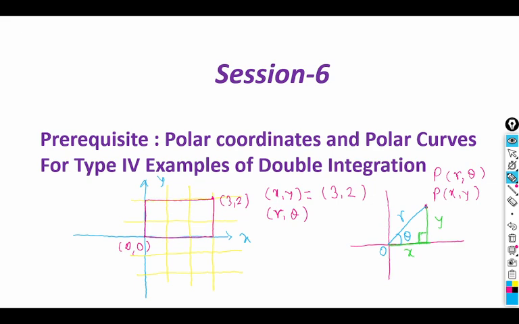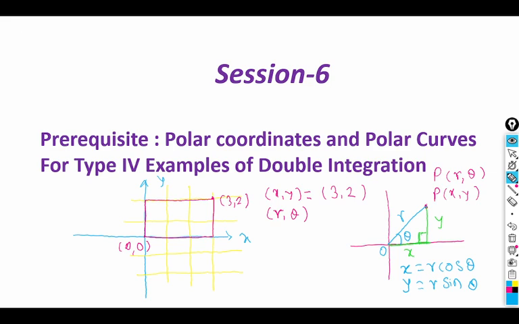In this right angle triangle, x is the adjacent side of theta. Hence cos theta is x upon r. So the first relation we get is x equals r cos theta, and the opposite side is y, that is r sin theta. So these are the values of x and y in terms of r and theta. These relations are important in type 4 later on, when we transfer the double integral from Cartesian to polar. So these are the important relations.